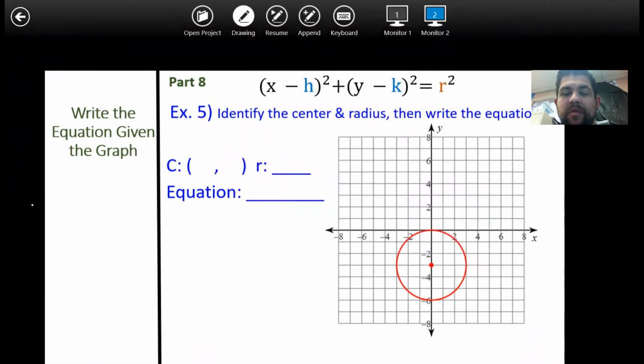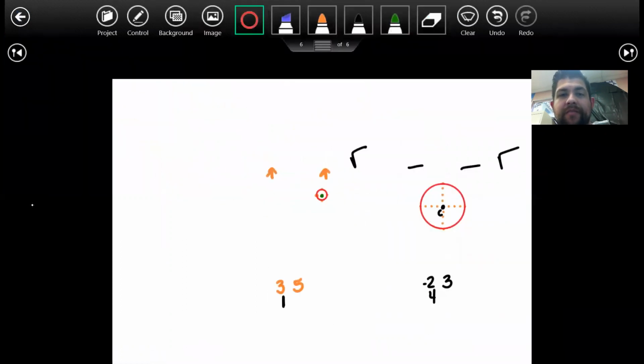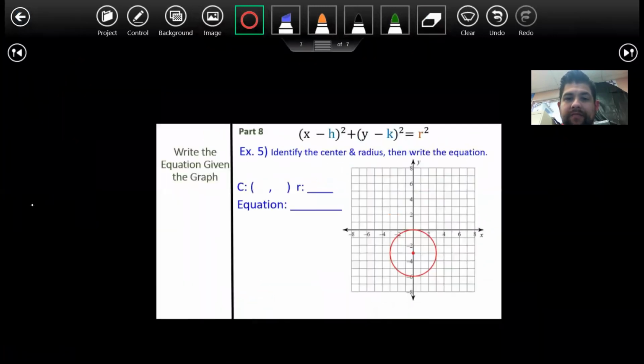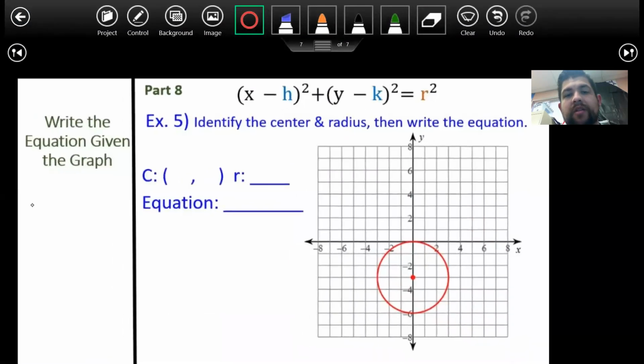For this next part, we want to be able to write the equation given the graph. And this is the final part that we're going to lead up to. If you're able to do the other part, this part is fairly simple. We want to be able to identify the center and radius, and it's easy for us to do this. With our graph, we can identify the center is located on our coordinate points at 0, -3.